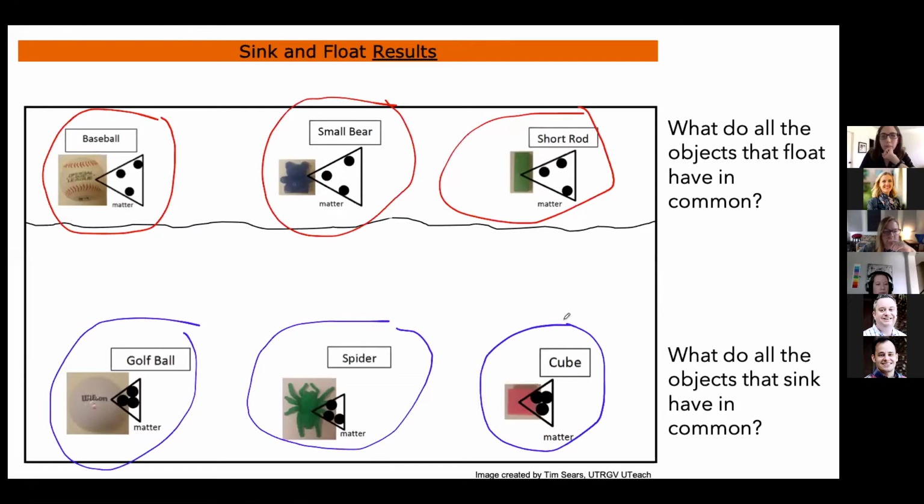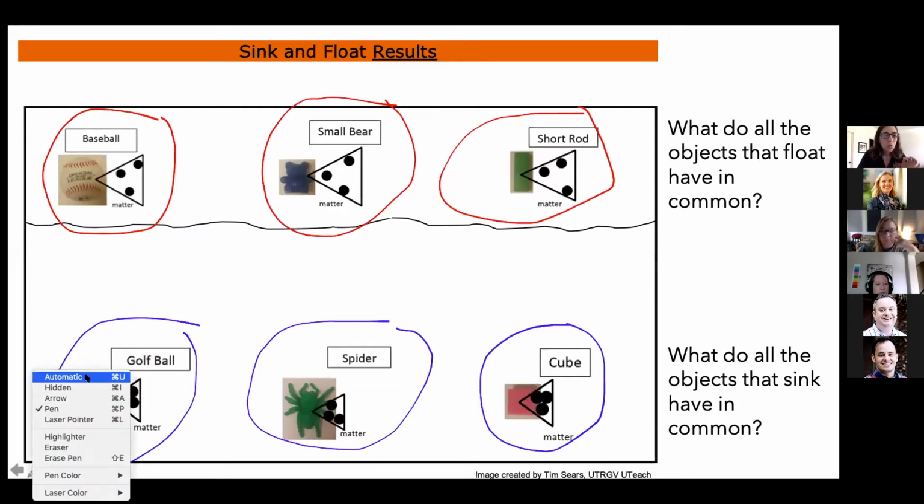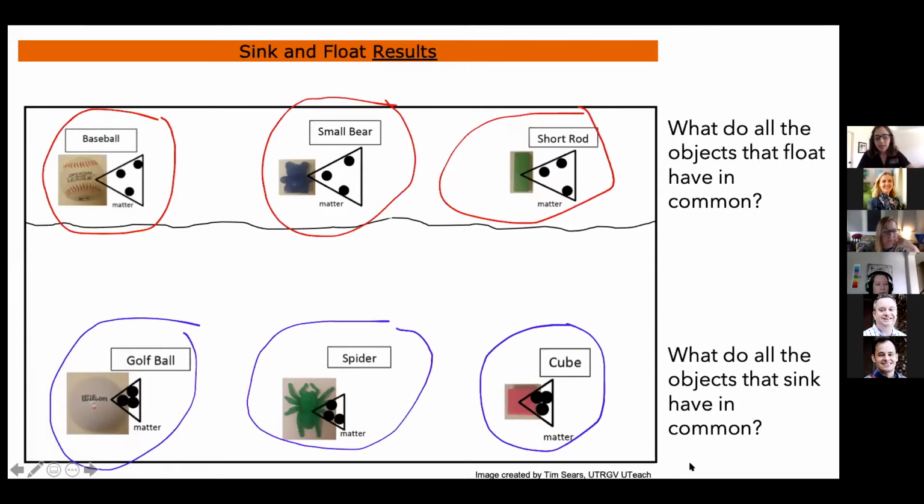Here's your job. I want you in the chat box to tell me what all the objects that sink have in common and what all the objects that float have in common. However, before you do, I'm going to type into the chat box how I want that to look. So I have a sink equals and a float equals. And I would highly recommend, when you're having your students use the chat feature, to model how you want them to answer, because that will make their answers a little bit clearer when they're putting it in there.